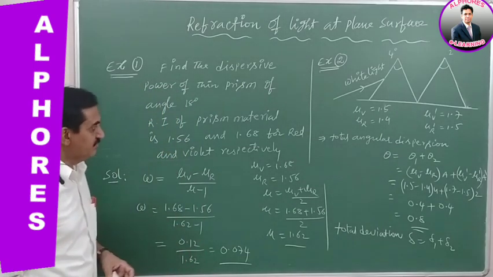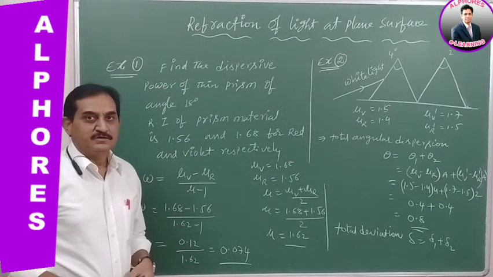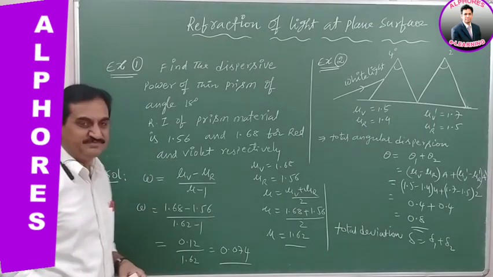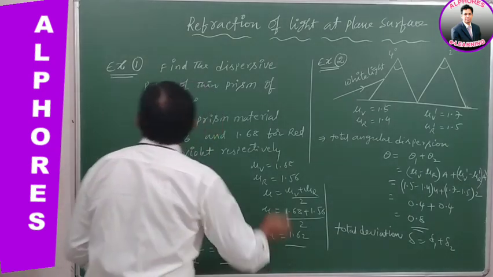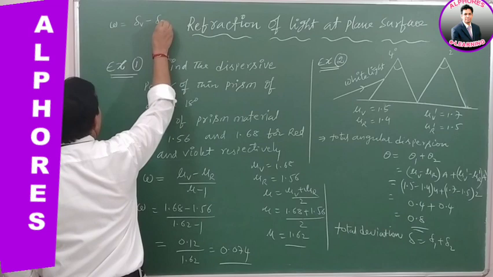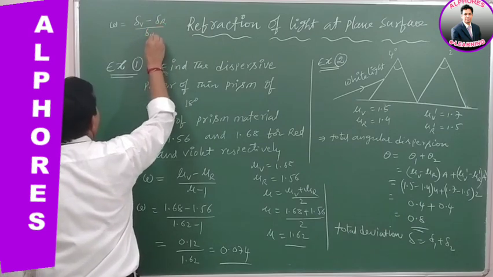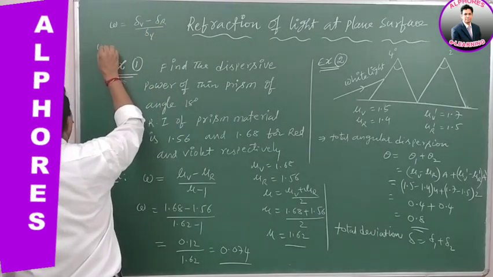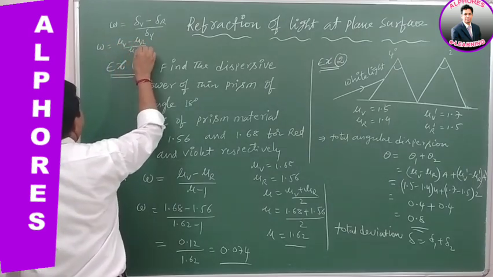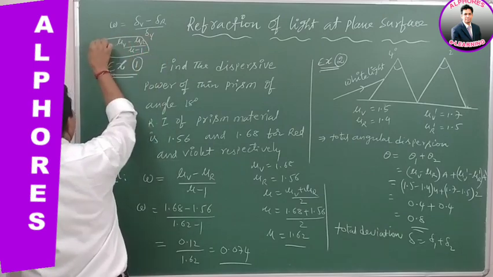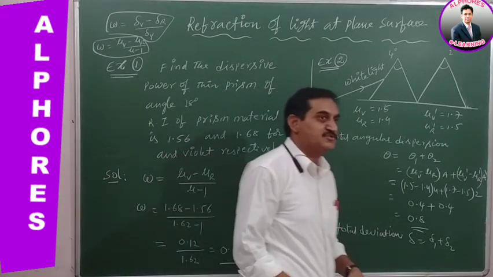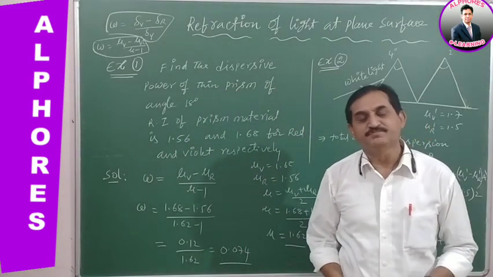And in the previous video we finished up to the dispersive power of the material of the prism. Dispersive power omega is equal to delta V minus delta R by delta Y. This is the formula. Or omega is equal to mu V minus mu R by mu minus 1. Either this formula or this formula can be used to find the dispersive power of the material of the prism.